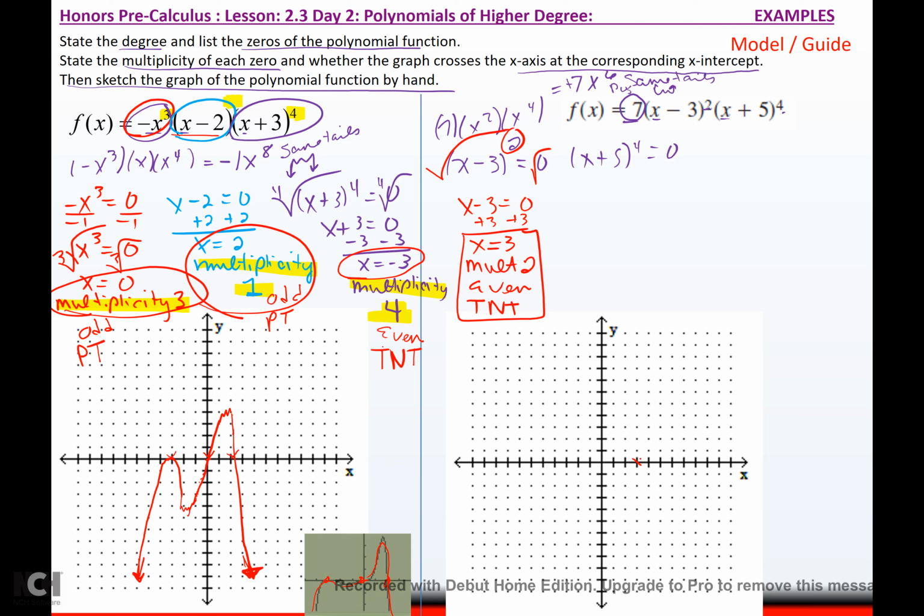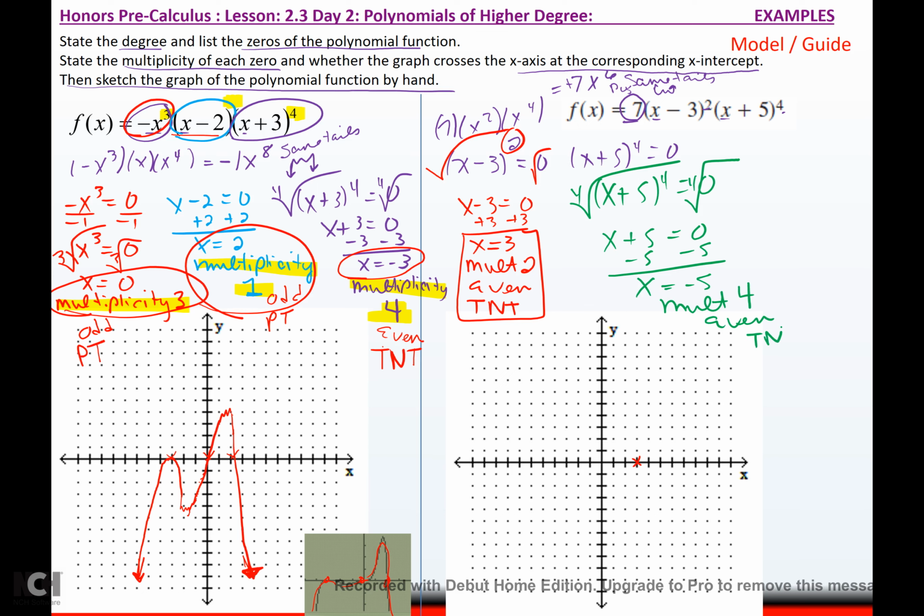So at 3, it's going to touch and turn. My next one, x plus 5 to the fourth equals 0. Take the fourth root, I get x plus 5 equals 0, minus 5, I get x equals negative 5. Multiplicity 4, which is even, which means it's going to touch and turn. So over here at negative 5, it's going to touch and turn there as well.